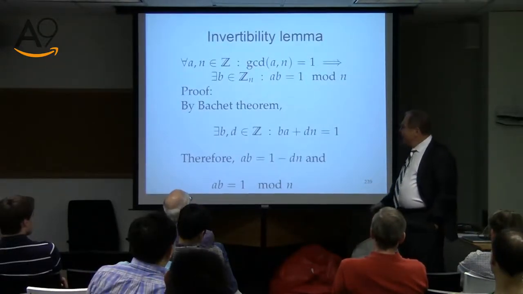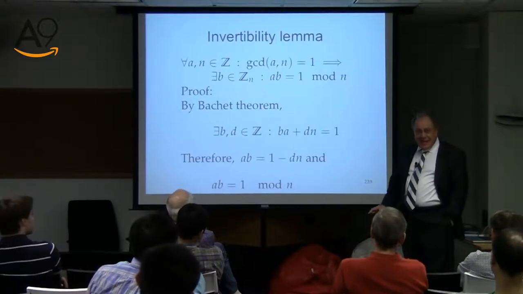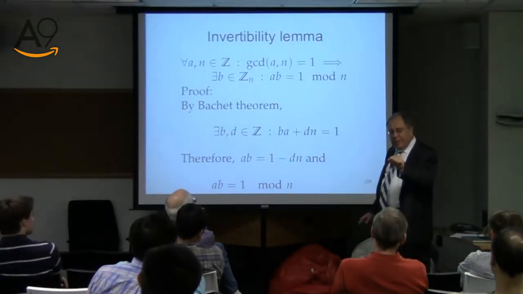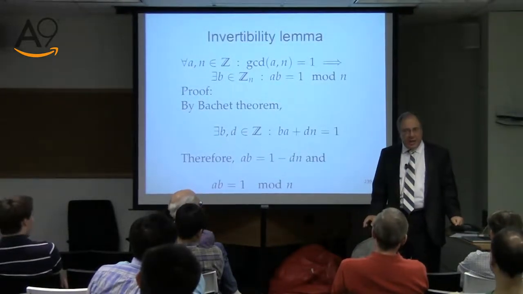By the way, the fact that I said Z was just because I wanted to prove what we proved in the first journey. I could replace Z with any Euclidean domain. The proof will just work. So as long as the GCD is 1, you have invertibility. Right? It's a very, very important thing.